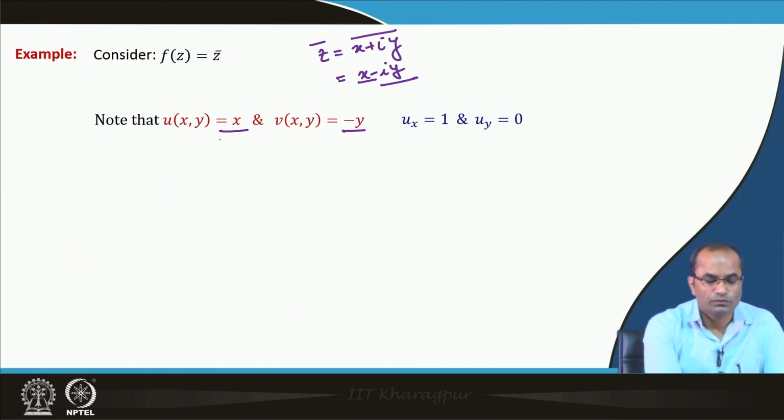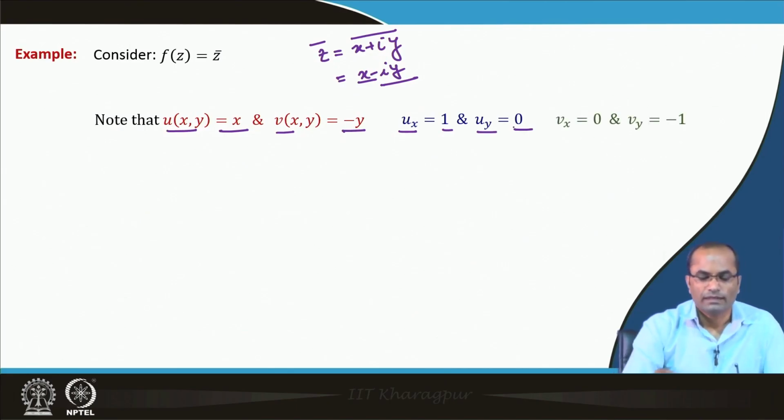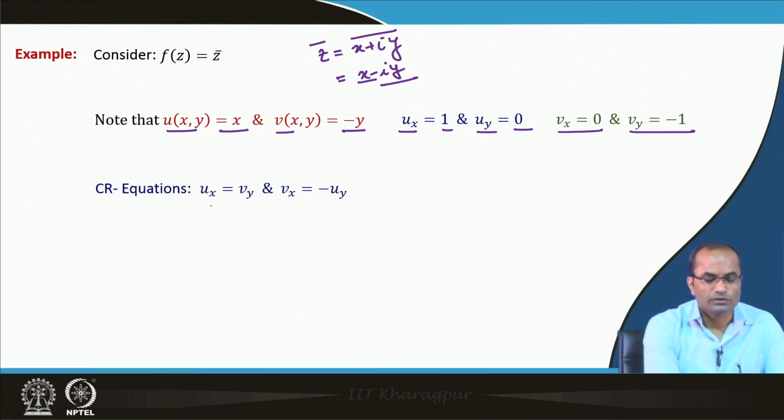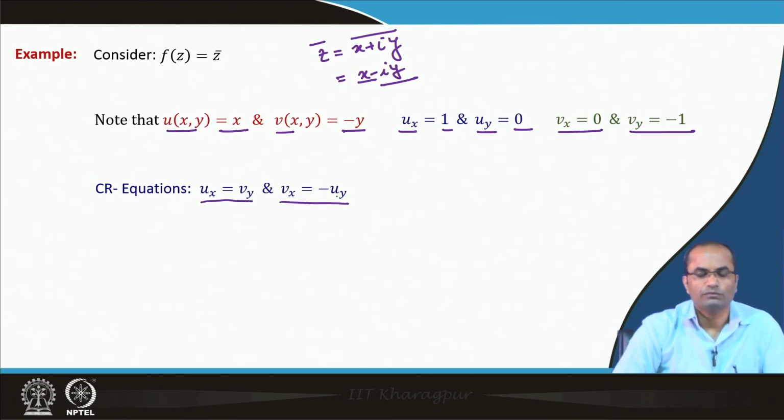Cauchy-Riemann equations. We will get here u_x, the partial derivative of u with respect to x, and that is 1. The partial derivative of u with respect to y, because u was x, will be 0, and then v with respect to x will be 0, and with respect to y this is going to be -1. So, having all these partial derivatives, what we see, because we know the Cauchy-Riemann equations, that u_x is equal to v_y and v_x is equal to -u_y.